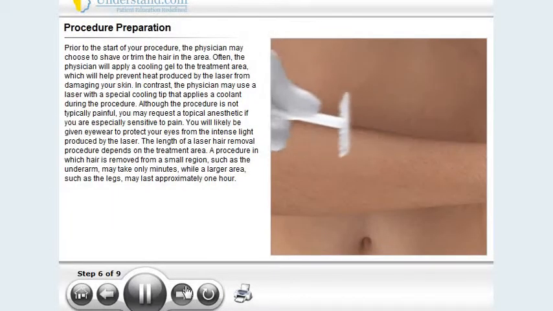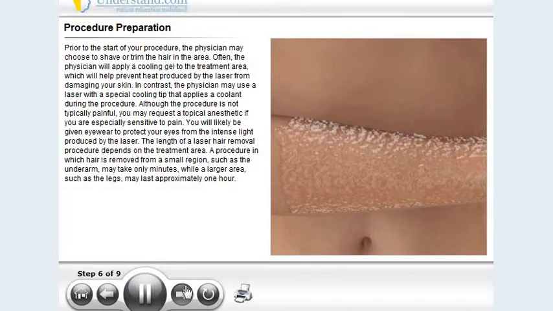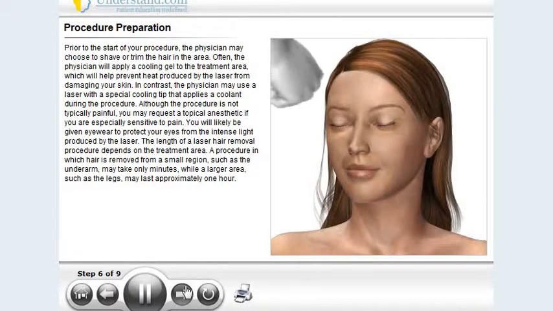Prior to the start of your procedure, the physician may choose to shave or trim the hair in the area. Often the physician will apply a cooling gel to the treatment area, which will help prevent heat produced by the laser from damaging your skin. In contrast, the physician may use a laser with a special cooling tip that applies a coolant during the procedure. Although the procedure is not typically painful, you may request a topical anesthetic if you are especially sensitive to pain. You will likely be given eyewear to protect your eyes from the intense light produced by the laser.